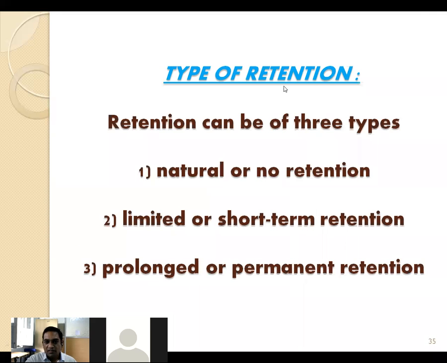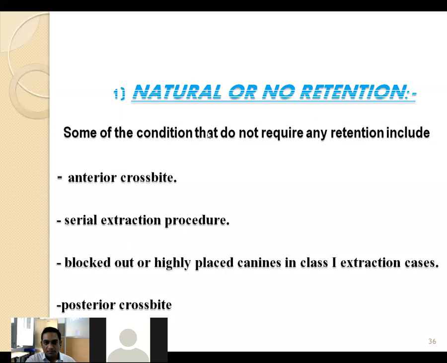Coming to the types of retainers, there are natural or no retention, which is for some cases where no retention is required; short-term or limited-term retention; and prolonged or permanent retention. These are the 3 types of retainers. In the first case, no retention is required. In the second case, short-term retention is required. In the third case, permanent retention is required. We'll see one by one.